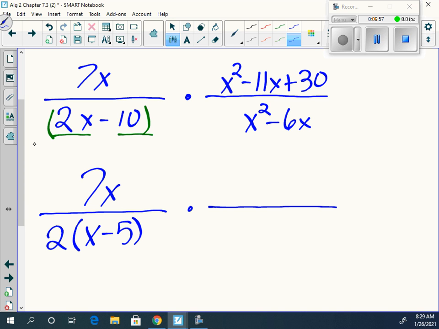What's going to be easier to factor, x squared minus 11x plus 30 or x squared minus 6x? Okay, why is that?